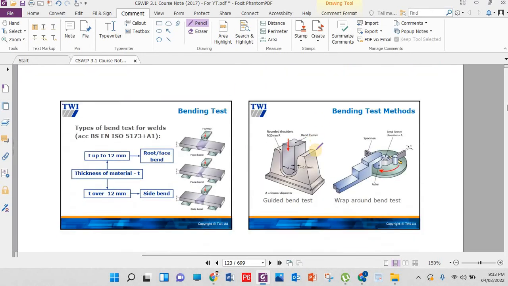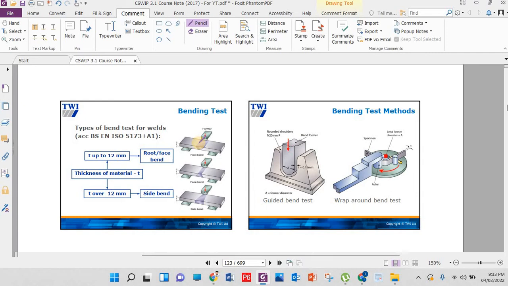Okay, let's see what is bend test. You can see here. I will explain this one. This is the plate, rotating plate. This is the former inside. This is the former. This is the plate which we are bending. Here we have the roller. So this former is with the roller plate. It is bending. Then we will see after the bending what is the result of the welding.